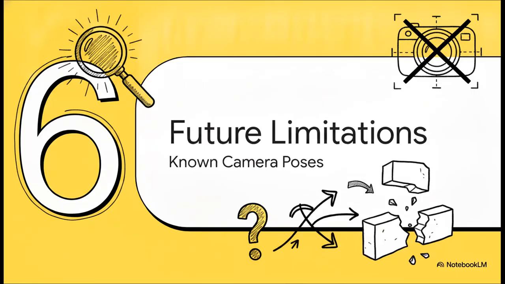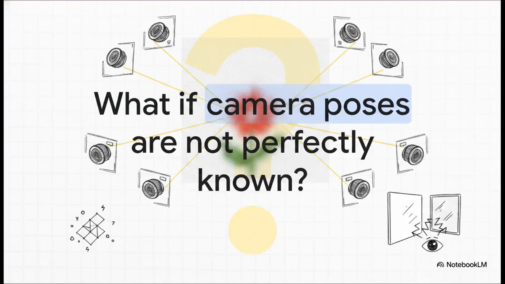Section 6. Future Frontiers and Limitations. However, as with any rigorous, PhD-level explainer, we cannot just marvel at the successes. We must critically interrogate the assumptions made by the authors to understand the true boundaries and limitations of this foundational technology. Where does it break? We must ask ourselves about the fragility of one very specific assumption, the absolute requirement of perfectly known camera poses. In the real-world LLFF dataset, these poses are derived using structure from motion software like Colmap.